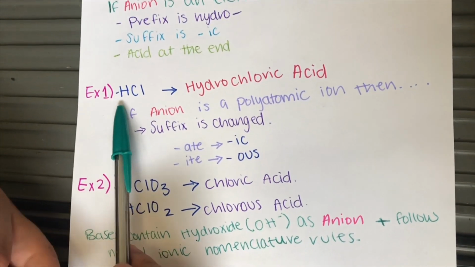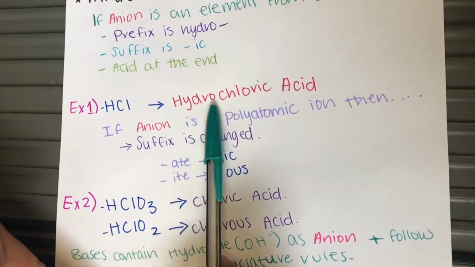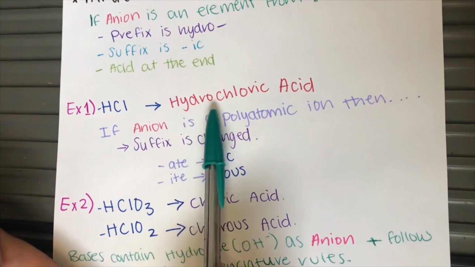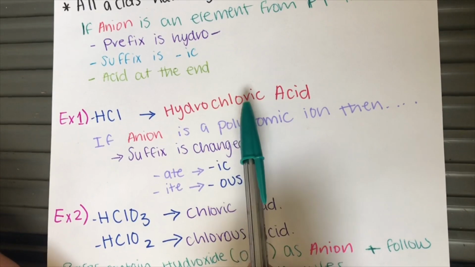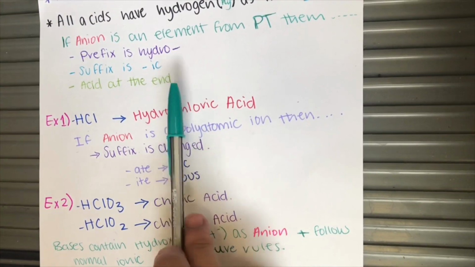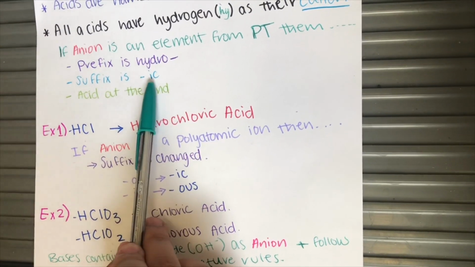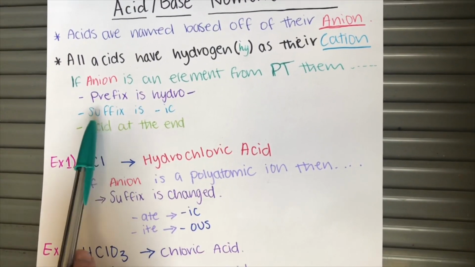Example 1 is HCl. It'll be hydro because it's an acid, and then chloric because it's chloride, but we changed the IDE, so it'll end with IC because the suffix is IC. And then acid goes at the end because acid goes after the suffix.